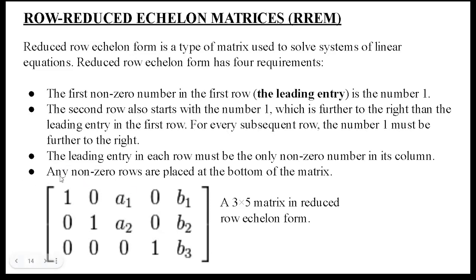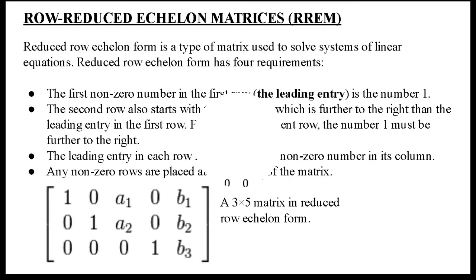And the last one is, any all-zero rows are placed at the bottom of the matrix, like the example below. This is a 3 times 5 matrix in reduced row echelon form. And also please note that A and B can be any value. That's all from me. Thank you.